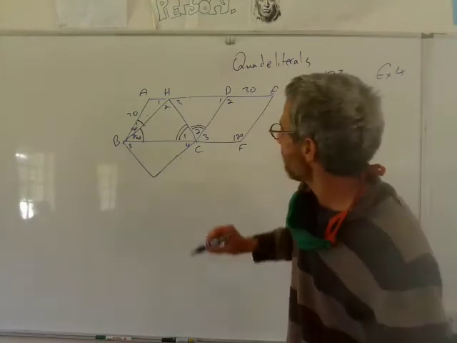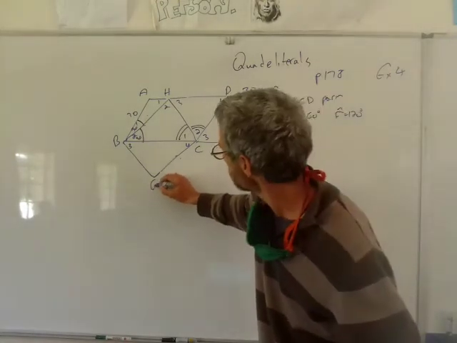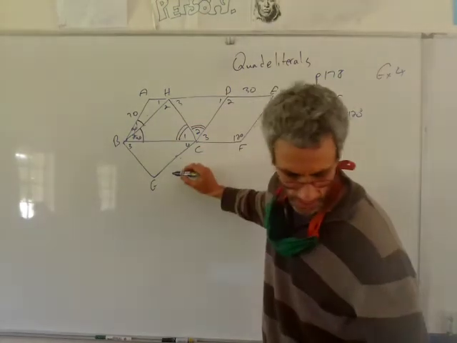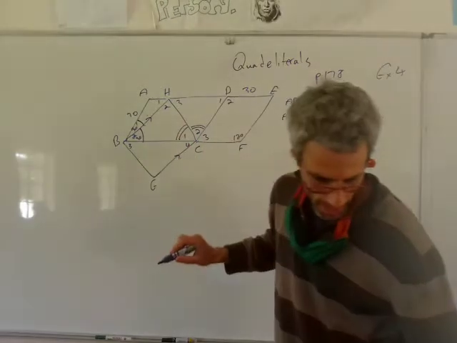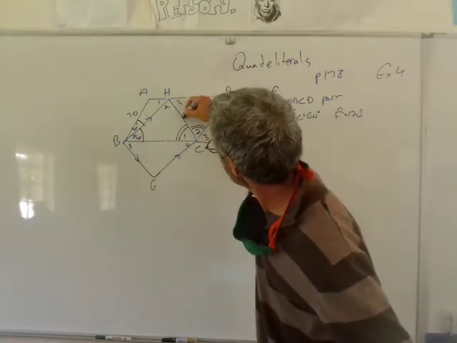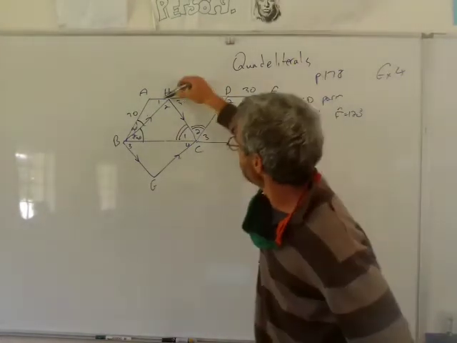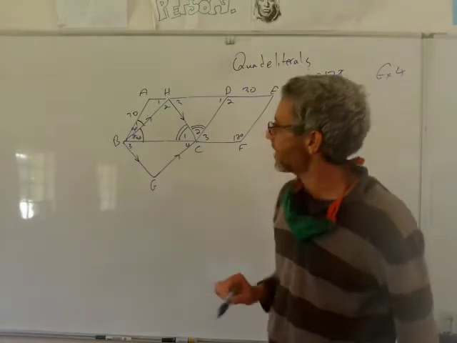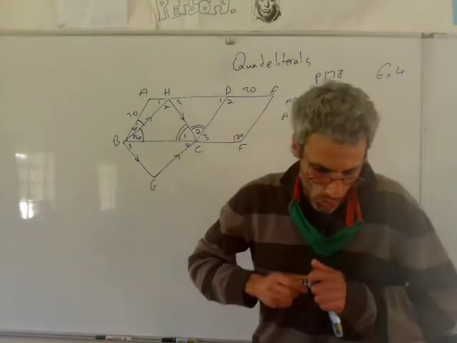Now I'm also told that BH, by the way, this should be G. BH is parallel to GC. So these two are parallel. And BG is parallel to HC. And what we're asked to do is to prove that this shape here is a rectangle. That's what I need to prove.